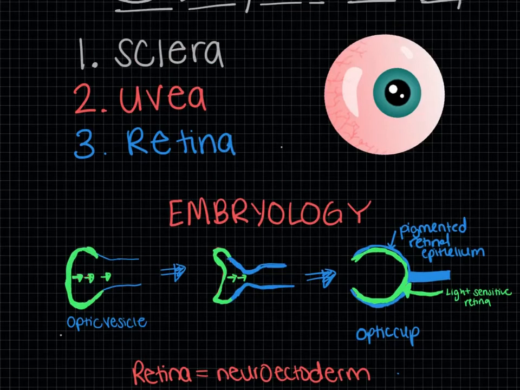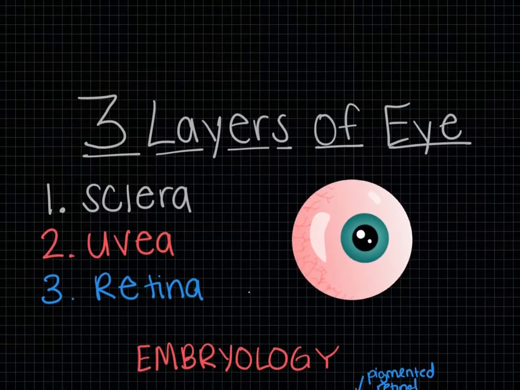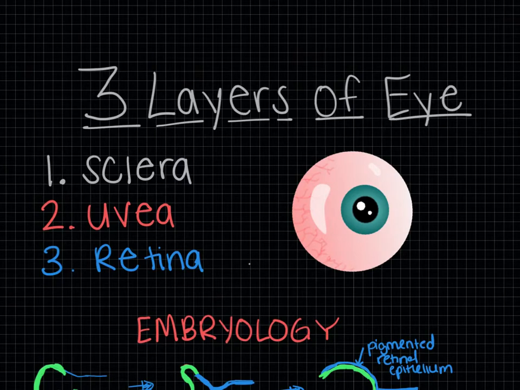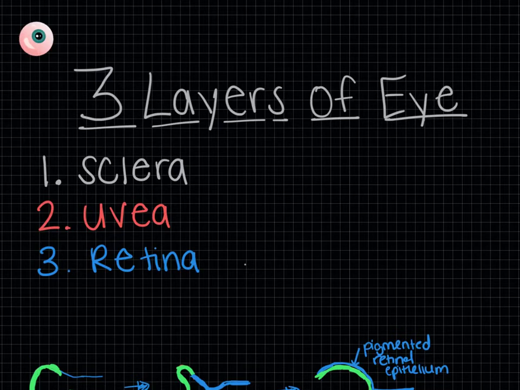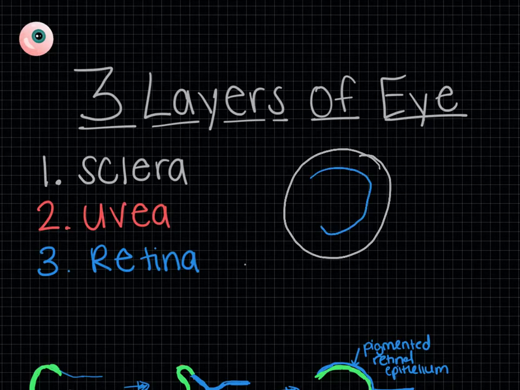So going back to the 3 layers of the eye, we talked about how the retina is going to be derived from the neuroectoderm, while the uvea and the sclera are going to be derived from mesenchyme, which is basically just a component of mesoderm in embryology that we haven't really covered yet. So when we're talking about the 3 layers of the eye, we know the sclera is going to be the outermost area of the eye, and we know that the retina is going to have the 2-layer cup that's going to be the innermost layer of the eye. But between them we have the uvea, and the uvea is going to be composed of 3 different parts.